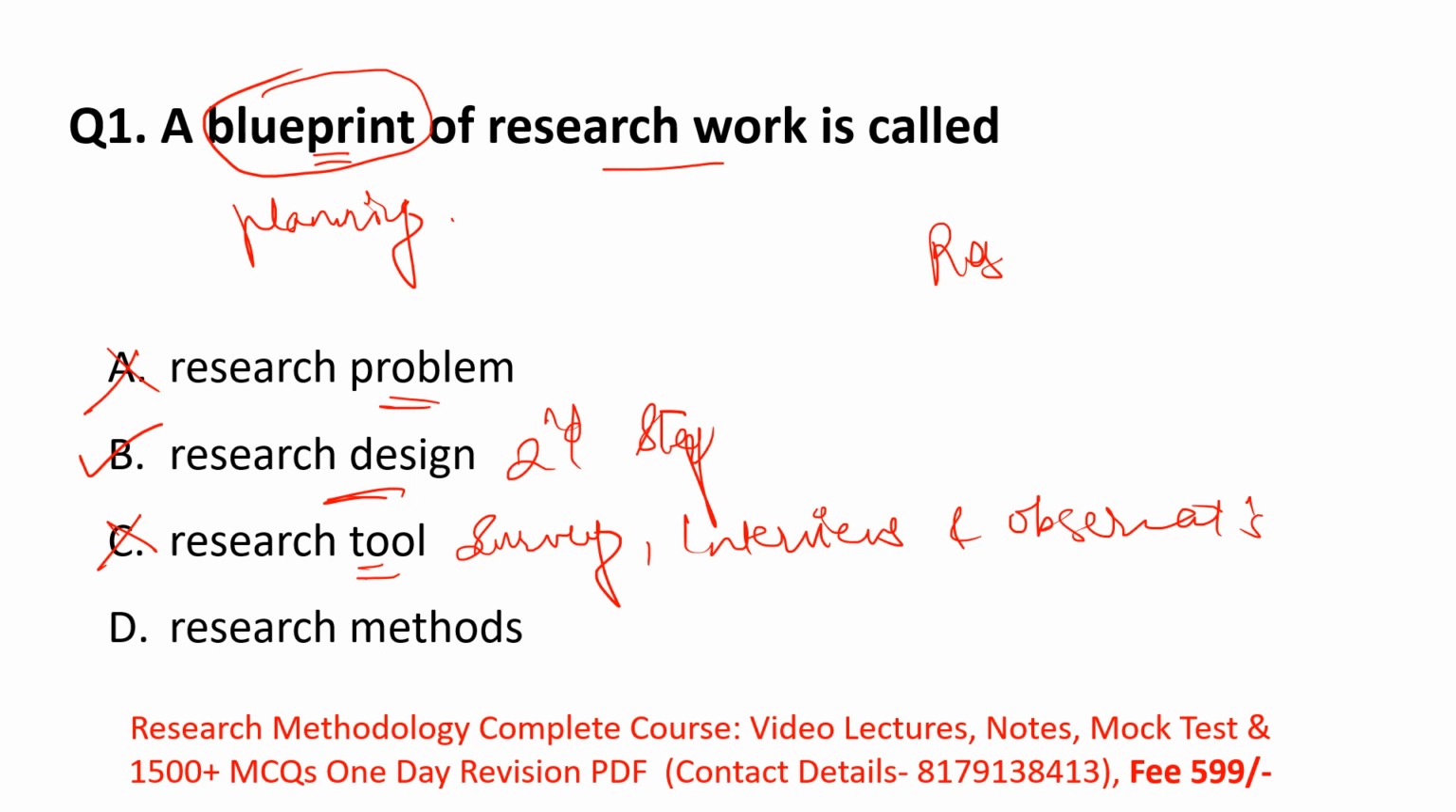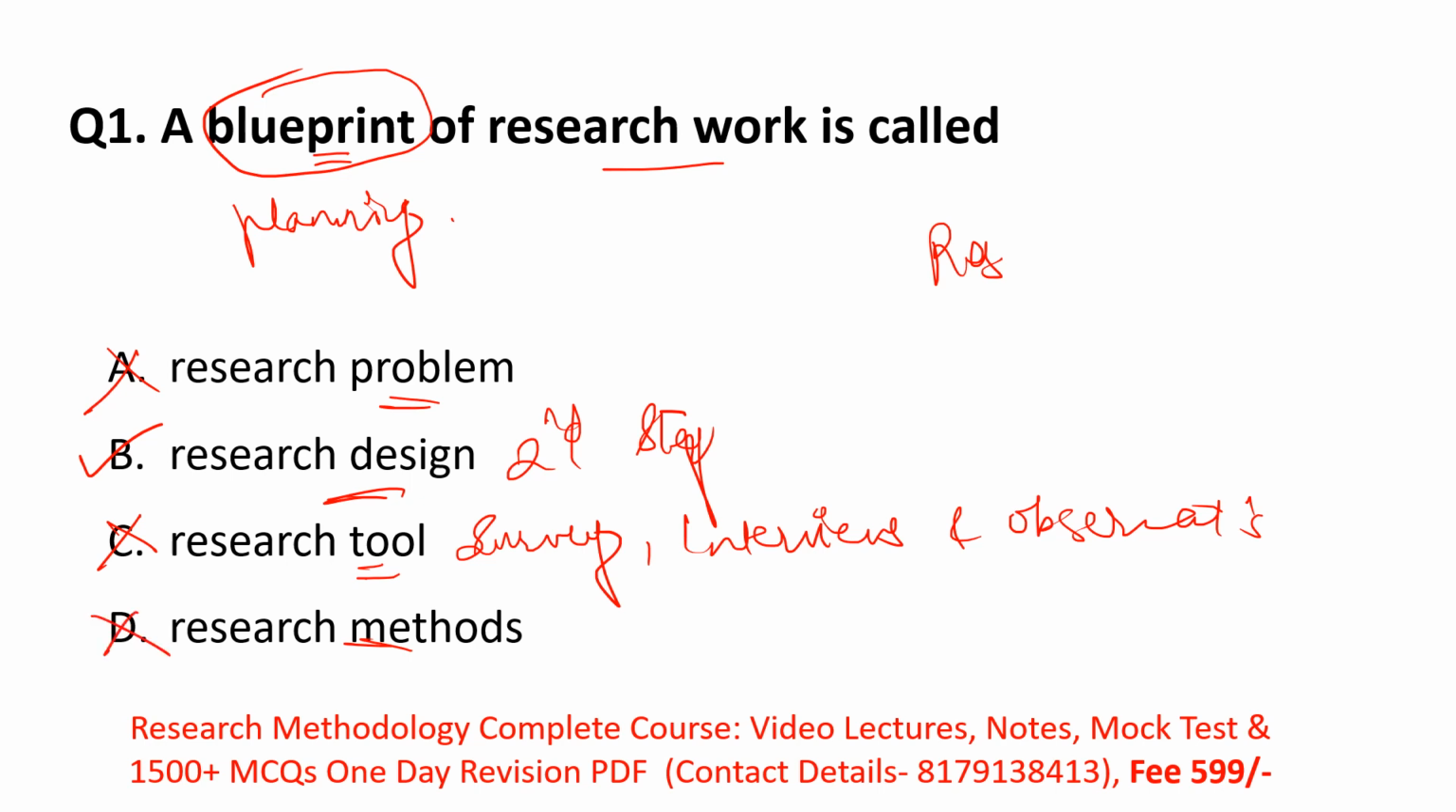Then option D here is research methods. What is research methods? By performing different methods, you can perform your research and find out some solutions, like the experimental method, qualitative method, quantitative methods. Again, this is the method you are applying to solve your research problem. You are not planning anything in research methods, so that's why option D is also incorrect.